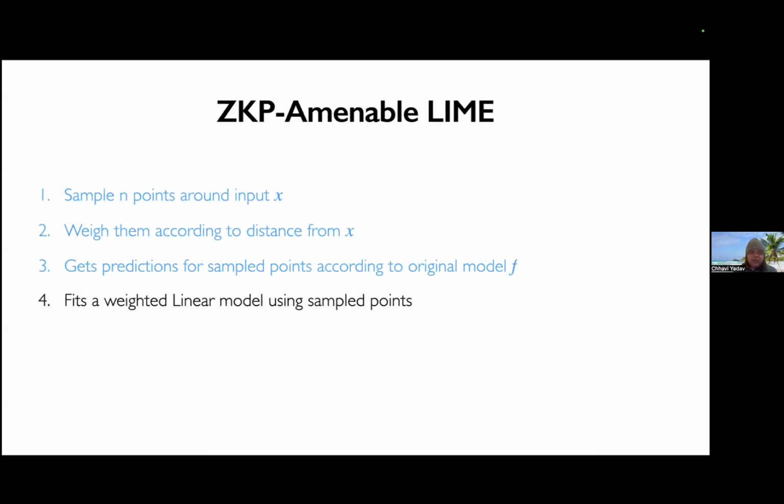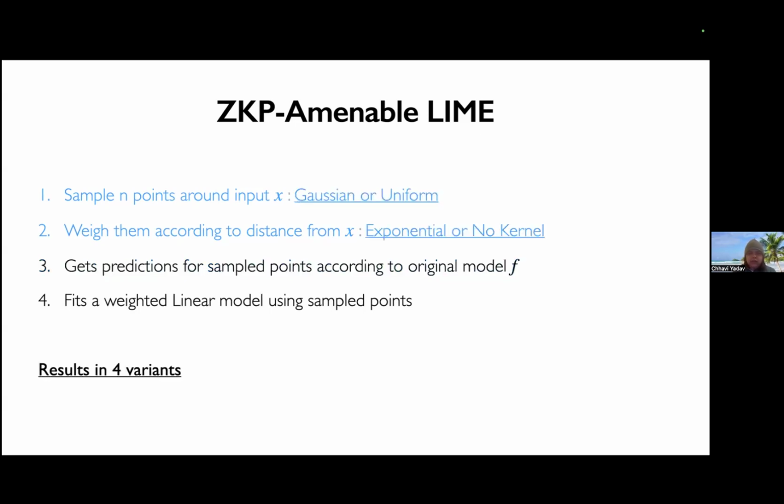And as we can see in Lime, there are these 3 steps that get repeated a lot. So you have to sample a point, you weigh it according to the distance from the original point, and then you get predictions for these sample points from the original model. So you do these 3 steps n times. And if we can do some savings here, then probably it helps. So we did some very simple tests here.